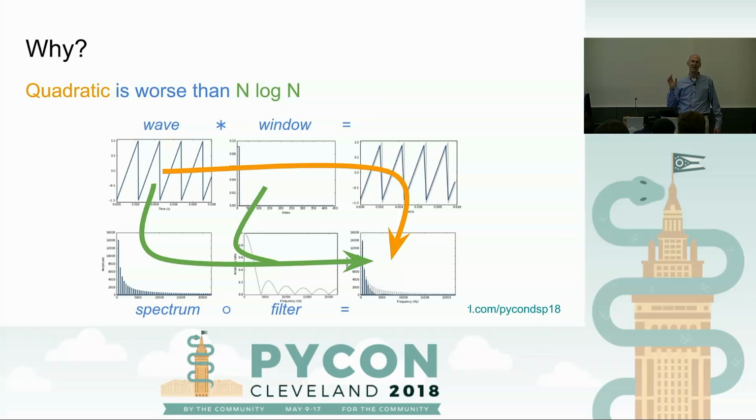Computing the Fourier transform, the FFT, and this is why the FFT is such an important algorithm, takes n log n time. N log n is better than quadratic, and even doing two of them is still better than quadratic, and even doing two of them and then doing element-wise multiplication, because that's just linear, is still better than quadratic. So even though the green line seems like it's more operations, it is computationally more efficient. And this is, in fact, a nice way to compute convolutions, which is to do everything in the frequency domain.